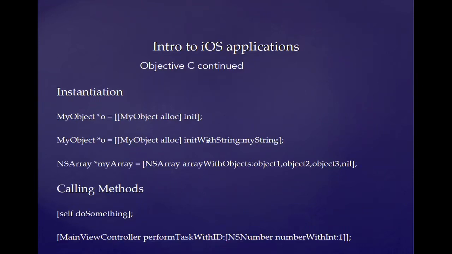Now, you can also initialize with a particular parameter. In this case, I'm initializing it with a string. Or you can initialize with different objects as well. So this is creating an array with 3 different objects. Okay. Now, the good thing about Objective-C is that even though it's tough to write, it's very easy to understand. So you can easily see here, it's creating an array with 3 objects. So these objects form a part of the array.